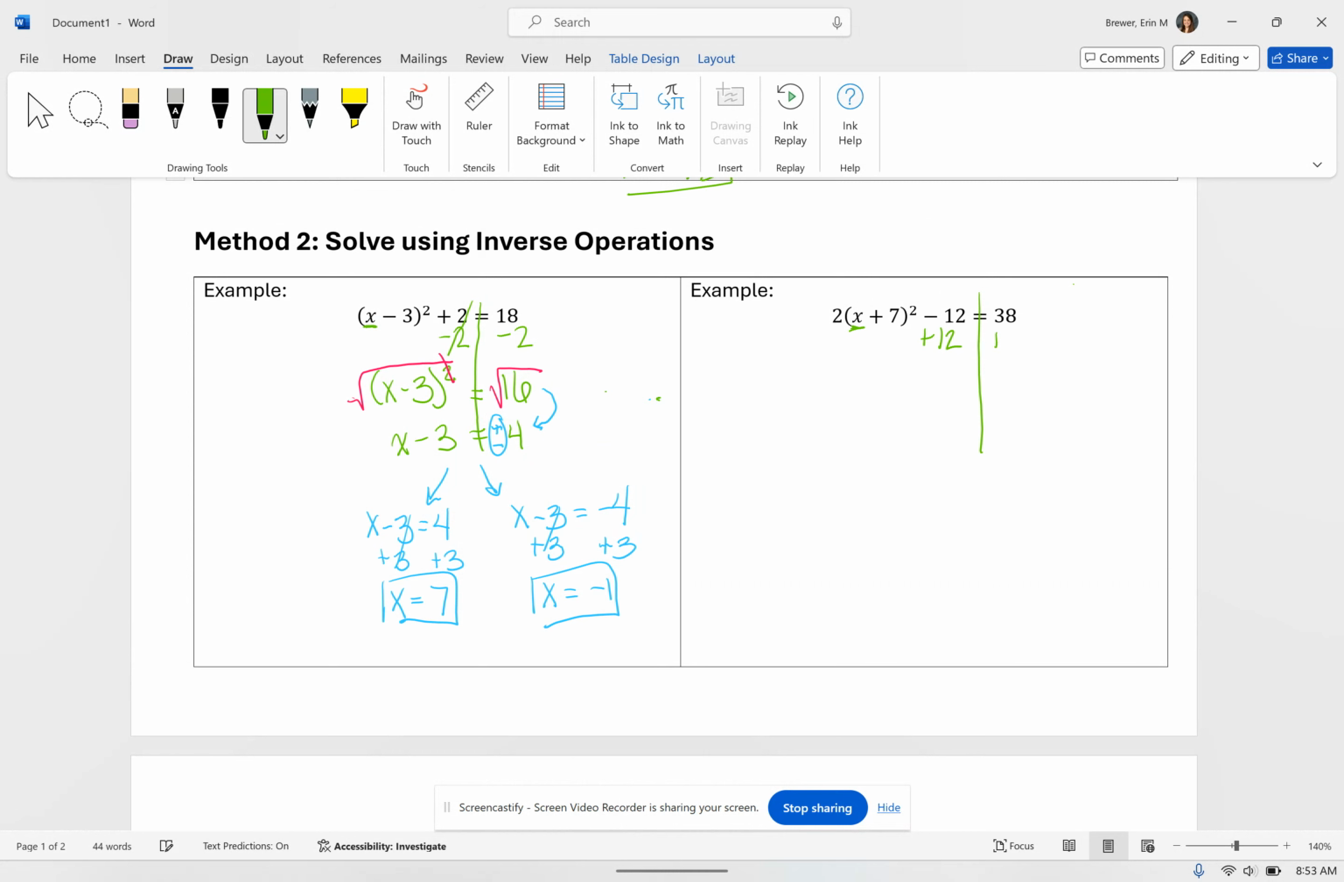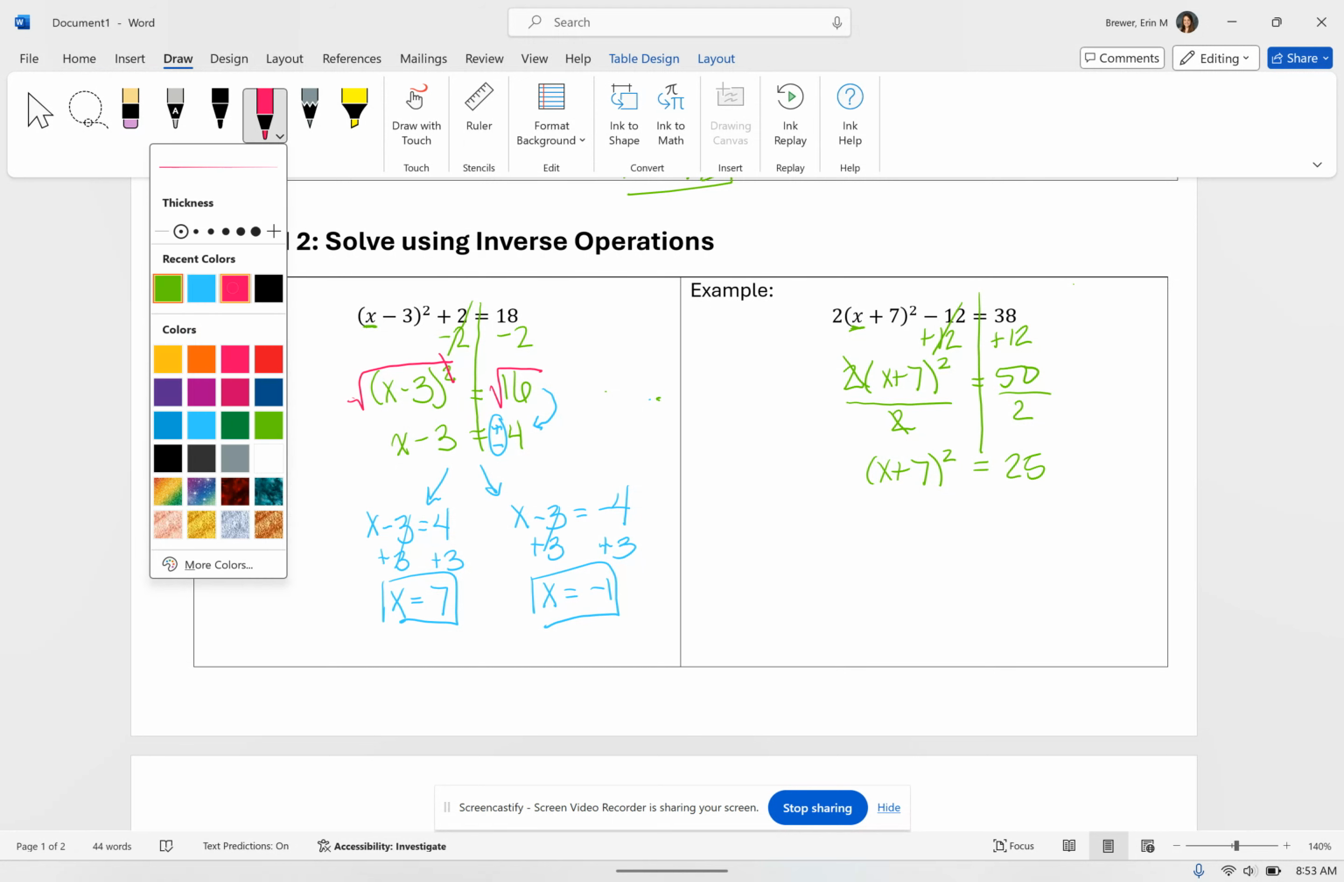So I'm going to add 12 on both sides, leaving me with 2 parentheses x plus 7 squared equals 50. Now in this one, there's a 2 squished in front of the parentheses. So to undo that 2 squished in front, 2 times something, I'm going to divide both sides by 2, giving me parentheses x plus 7 squared equals 25.